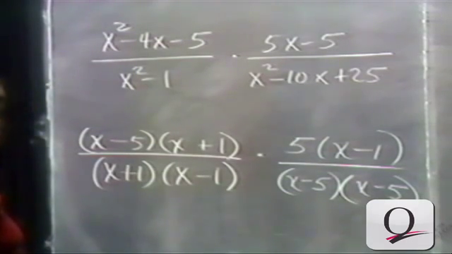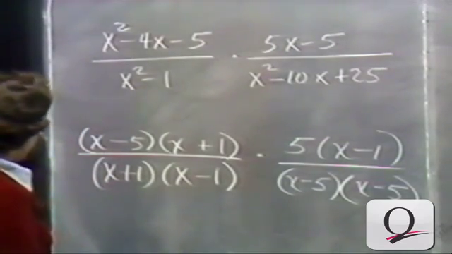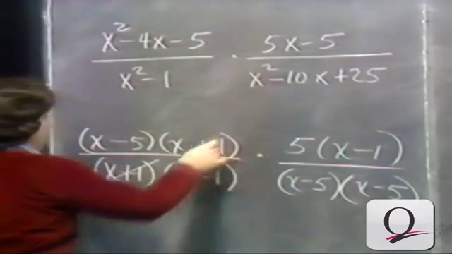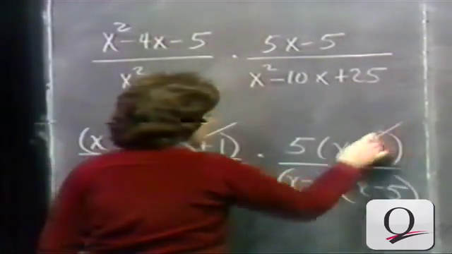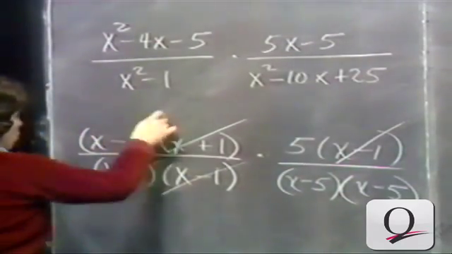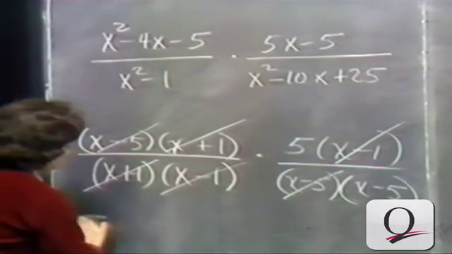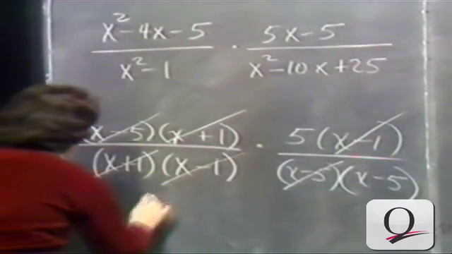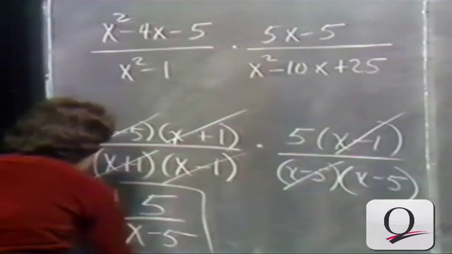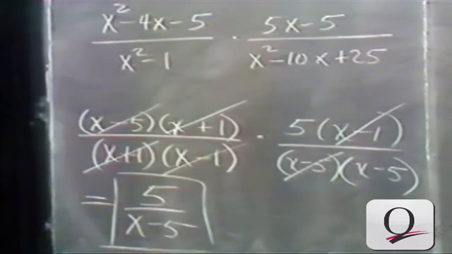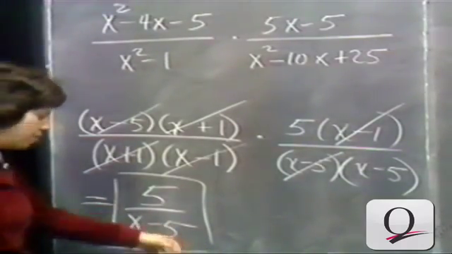Okay, now that everything is factored, we look for factors in common, numerator and denominator, that we can cancel out. We see we can divide numerator and denominator by x plus 1, cancel the x plus 1s. We can cancel the x minus 1s. We can cancel one of the x minus 5s in the bottom with the x minus 5 in the top. Okay, leaving us with 5 over x minus 5 as our answer, and that's as far as you go. You cannot cancel the 5 since 5 is not a factor in the denominator. Okay, this is x minus 5, not x times 5.